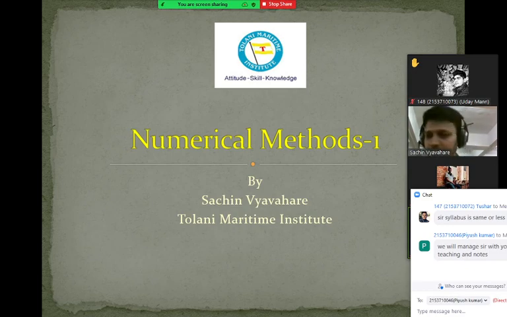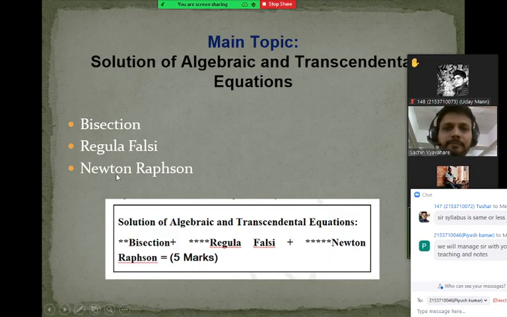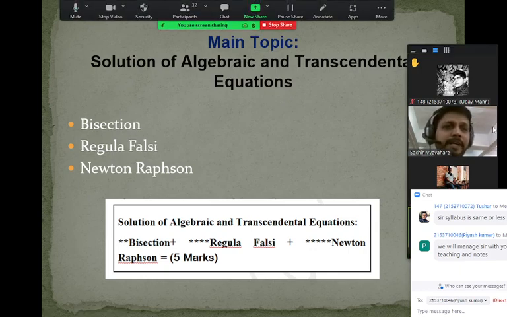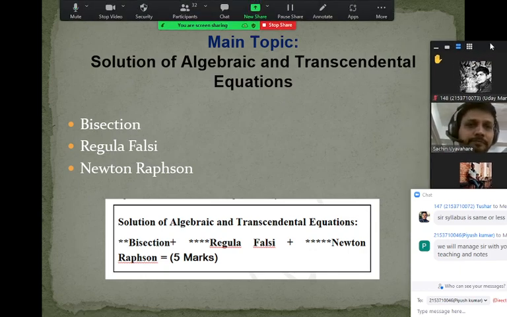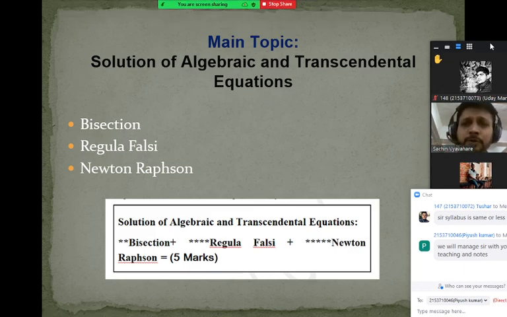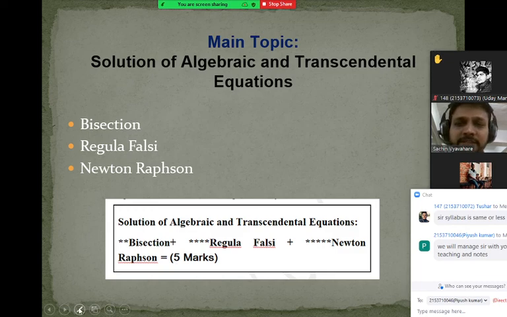So come to the numerical method now. The first topic of the course is solution of algebraic and transcendental equation. There are a total of three methods that you are going to learn: bisection method, regula falsi, and Newton-Raphson.